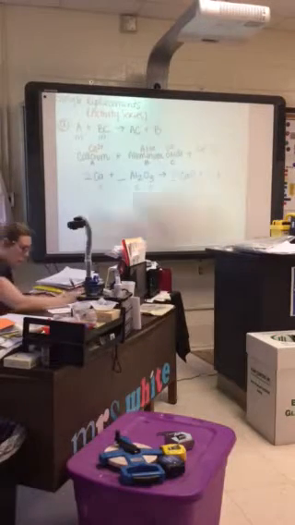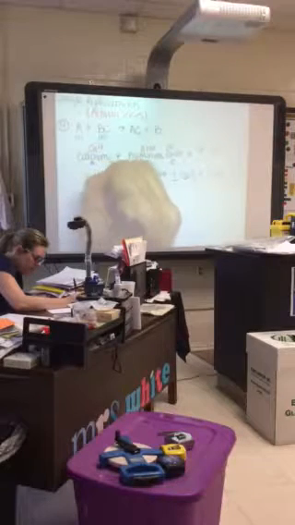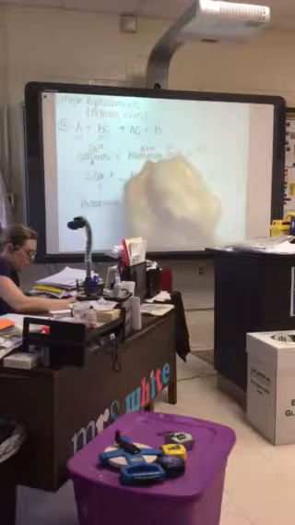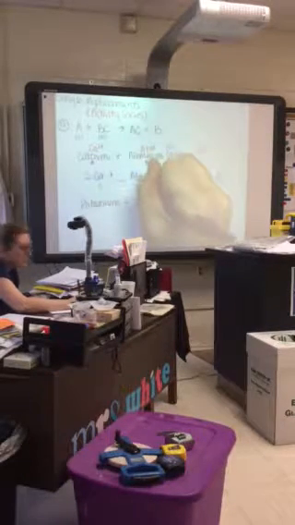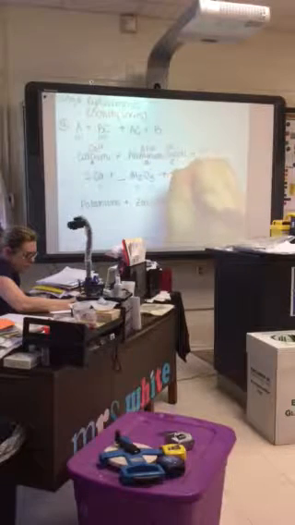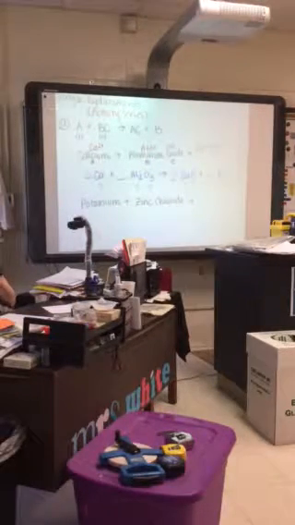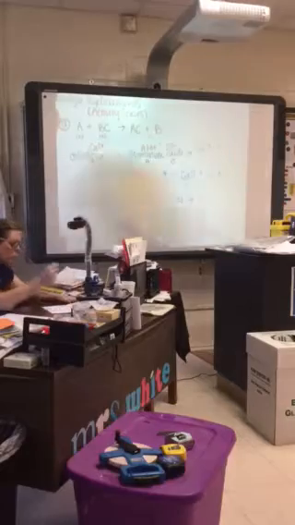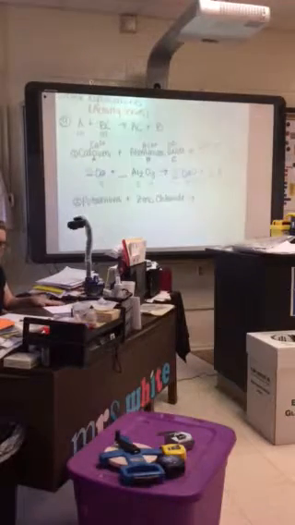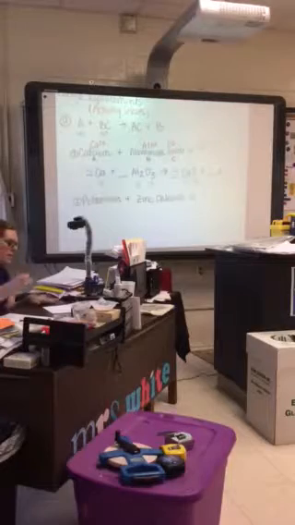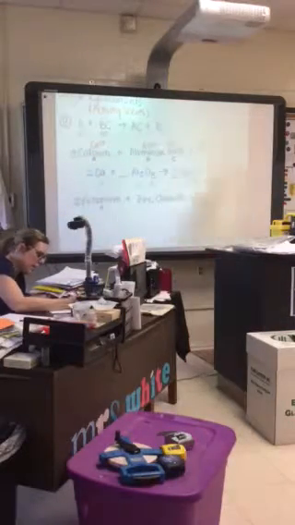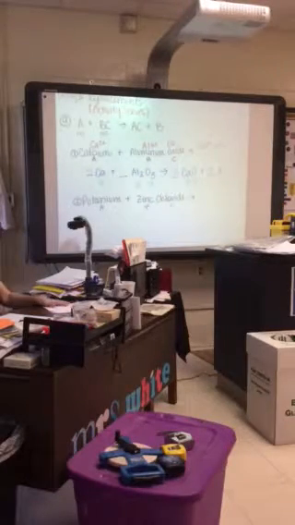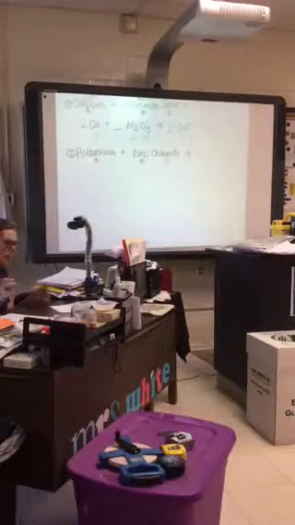Alright, let's say we have potassium plus zinc chloride. Alright, potassium is by itself. This is going to be my A. Zinc is the metal, chloride the non-metal. So I've got my things there.